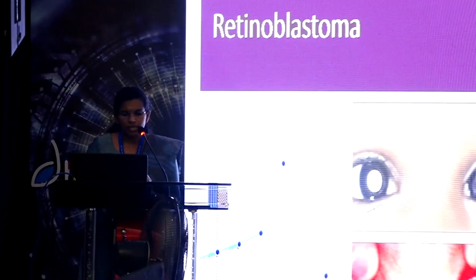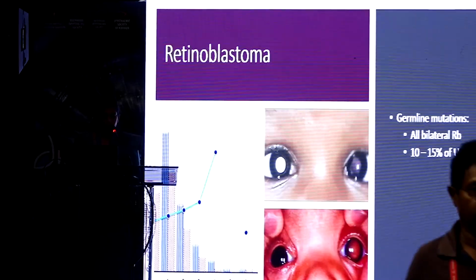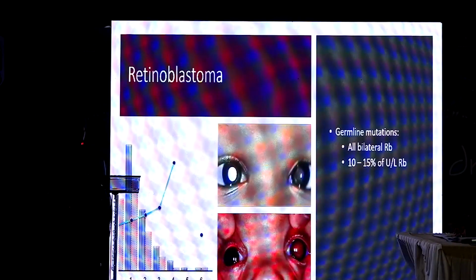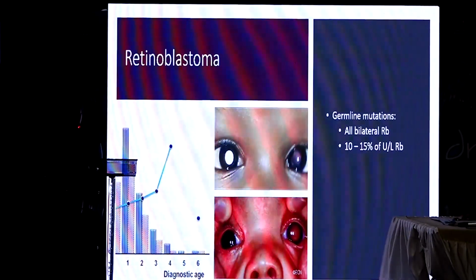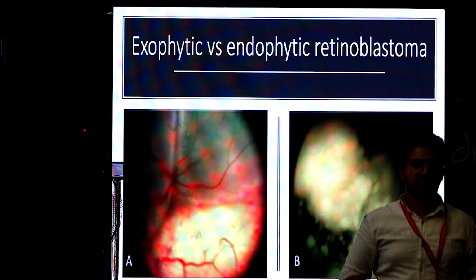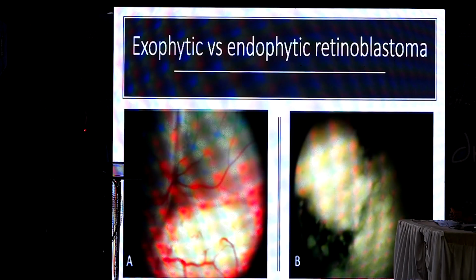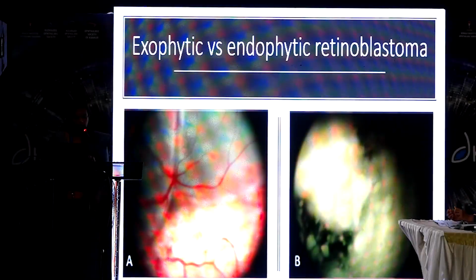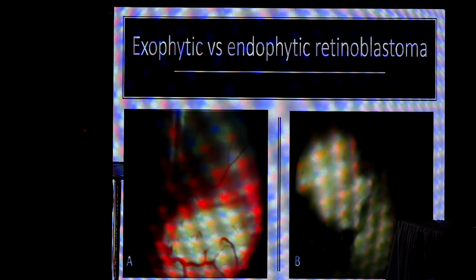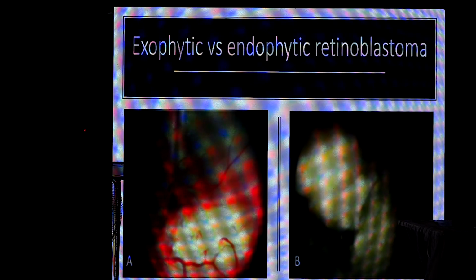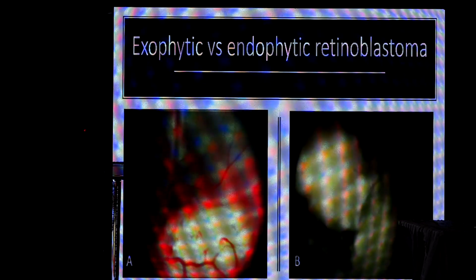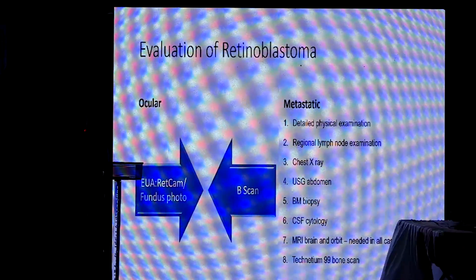Germline mutations can be seen in all bilateral retinoblastoma and 10 to 15% of unilateral retinoblastoma. The most common age group in a unilateral case is 24 months, and in a bilateral case it is around 10 months. Retinoblastoma lesions can present as an exophytic or an endophytic growth. In an exophytic lesion, the mass grows towards the subretinal space, and we can see the retinal blood vessels very clearly. In an endophytic growth, it grows towards the vitreous cavity with vitreous seeds, and the retinal blood vessels may not be clearly visualized.